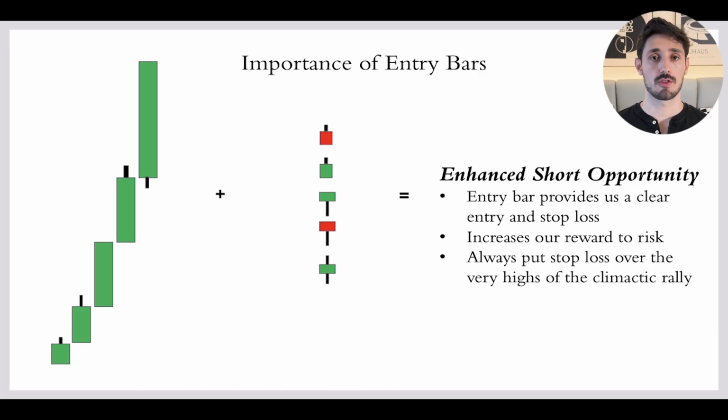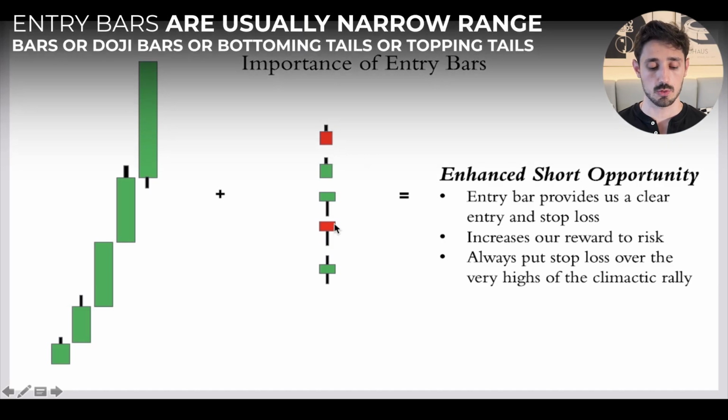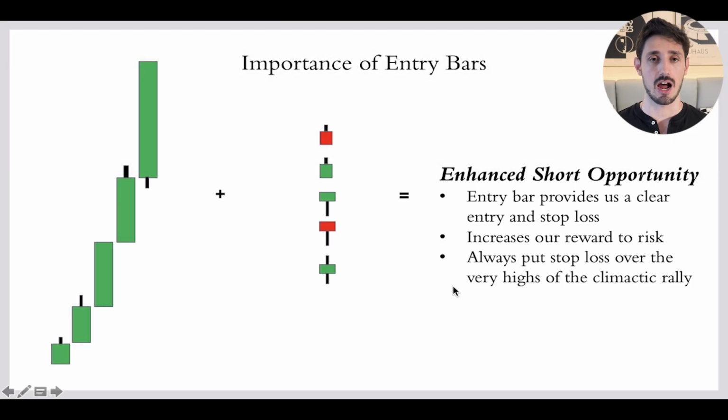Now, regardless of whether we're going for a reversal long or a reversal short, we want to look for entry bars. Entry bars are usually narrow range bars or doji bars or bottoming tails or topping tails, and they give us an opportunity to enter into that trade with an excellent reward to risk setup. We're going to be using entry bars to place our entry and our stop loss for that trade.